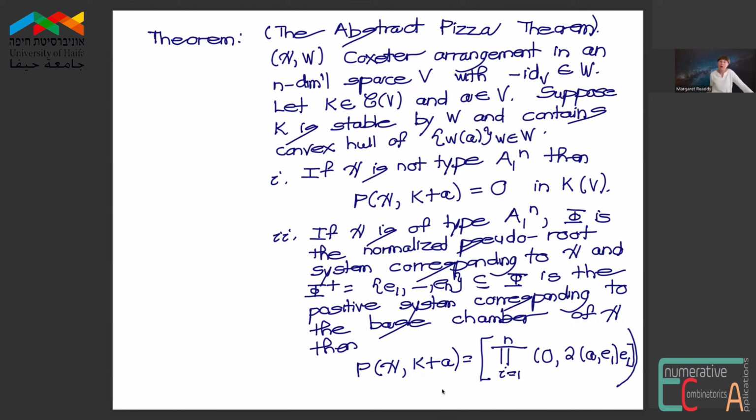And if you are of type A1 to the N, and phi is the normalized pseudo-root system, and again we have phi plus, the positive system corresponding to the base chamber of your original H, then the abstract pizza quantity in this setting is given by these classes. Now, I have a typo here: on the right-hand side, that open bracket should be a closed bracket, because I wanted to have the classes here.